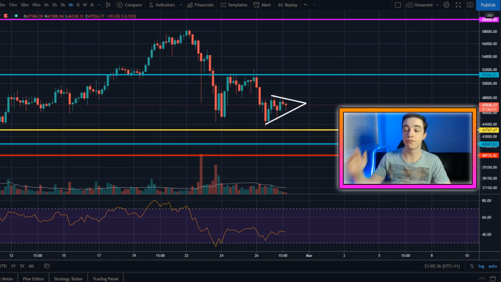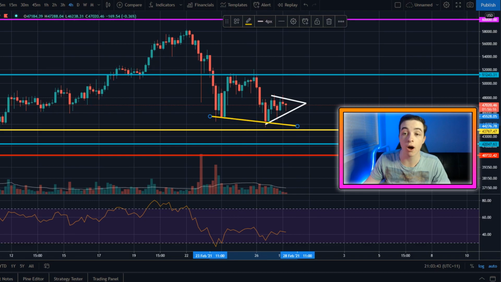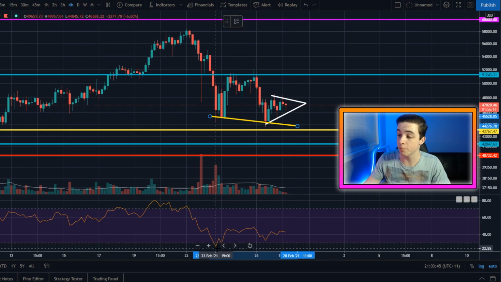And quickly zooming out to the 4-hour chart just real quick, as you can see, this bullish divergence that I said in my last video was actually beginning to play out.